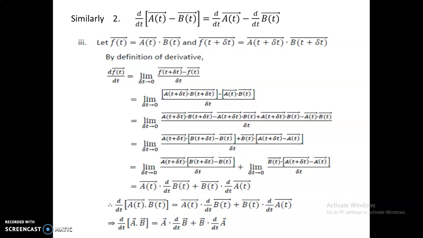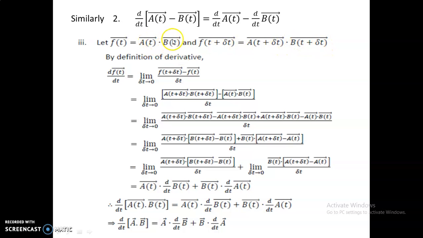So similarly we can see that d by dt of the subtraction of two vector functions is equal to the subtraction of the differentiations of the individual vector functions. And next, the third property we want to prove is the differentiation of the product of two functions. Here, let us take f of t as a of t into p of t. These two are vector functions, and with small changes in these functions, t plus delta t, it is a of t plus delta t into p of t plus delta t.